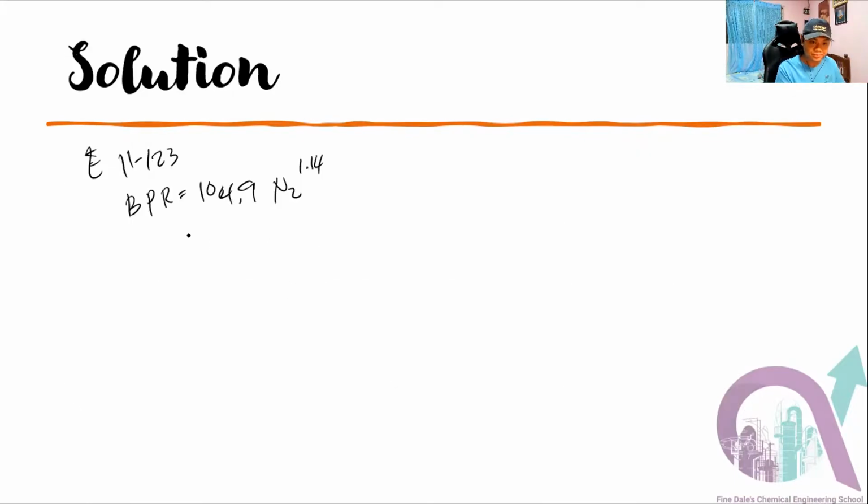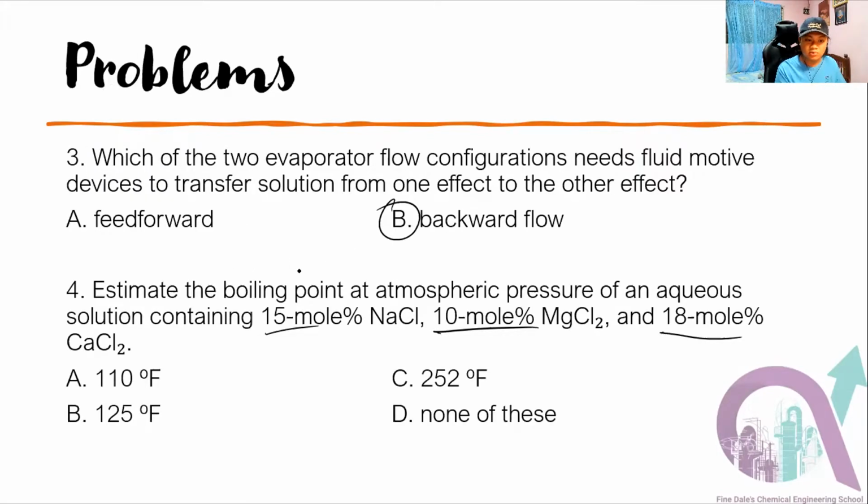If you add all of them, you have 0.43 and then raised to 1.14, and then you will get 40. We are asked of the boiling point, so just add to the original boiling point of water, which is 212 degrees Fahrenheit. So plus 40, you have 252 degrees Fahrenheit, and that is letter C.